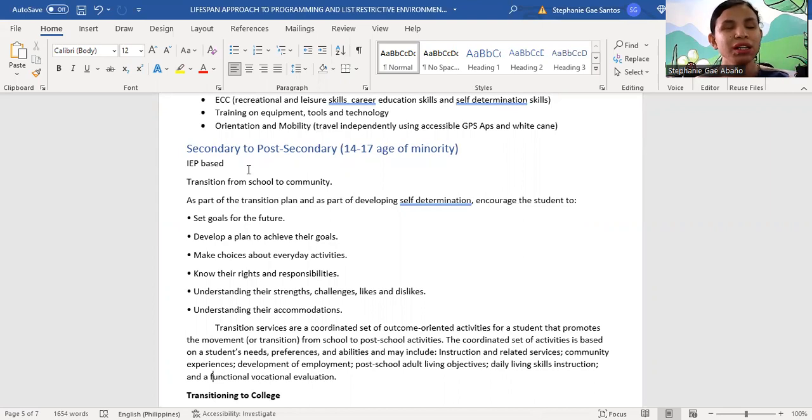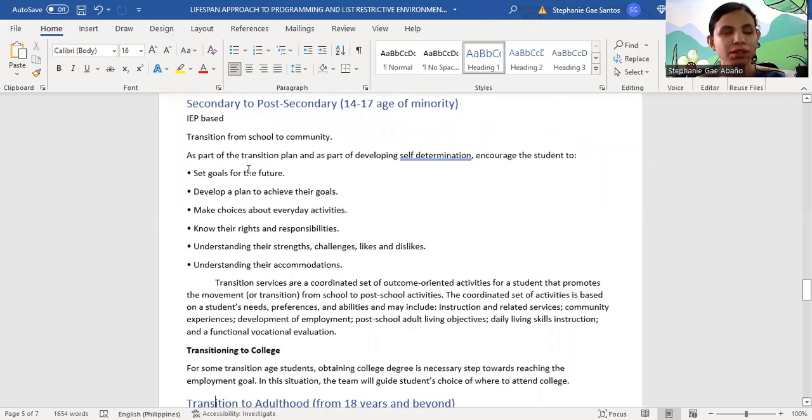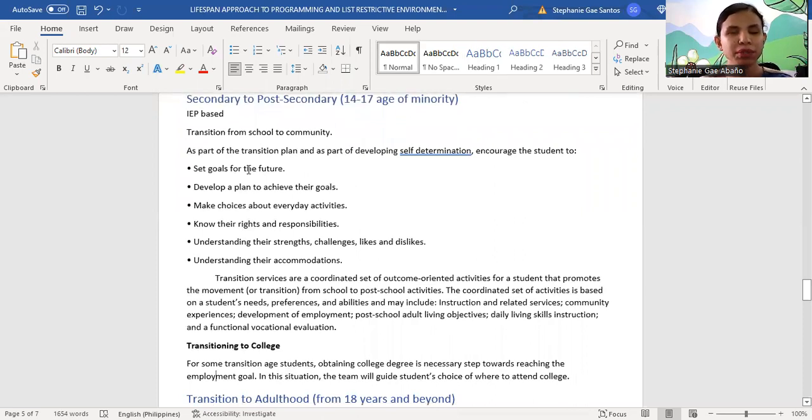Another transition is transitioning to college, or from secondary to tertiary. For some transition-age students, obtaining a college degree is a necessary step towards reaching the employment goal. In this situation, the team will guide the student's choice of where to attend college. It is still based on the cognitive capacity of the child and, at the same time, the recommendation of the IEP team. So it is more on college preparation, how to deal with professors, familiarization with social facilities, and training on current trends and assistive devices for academic survival and even in daily living.